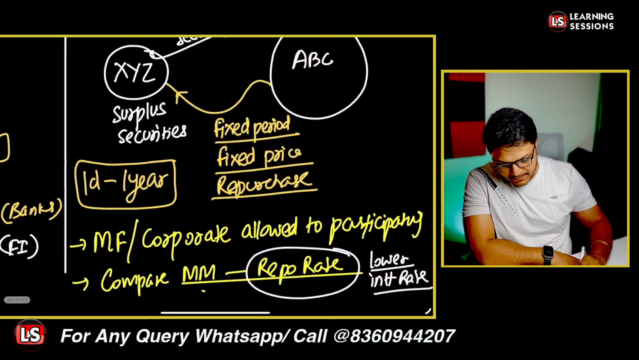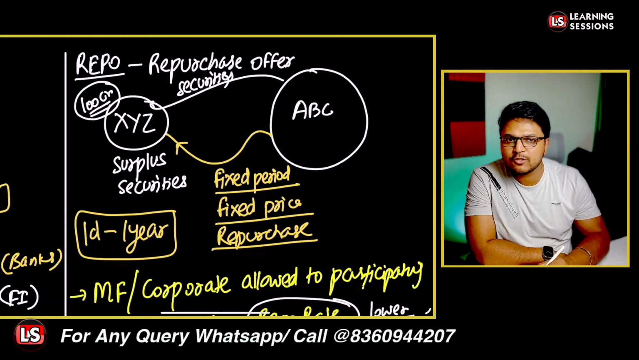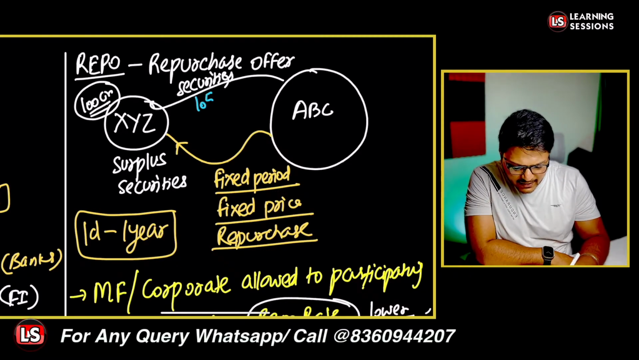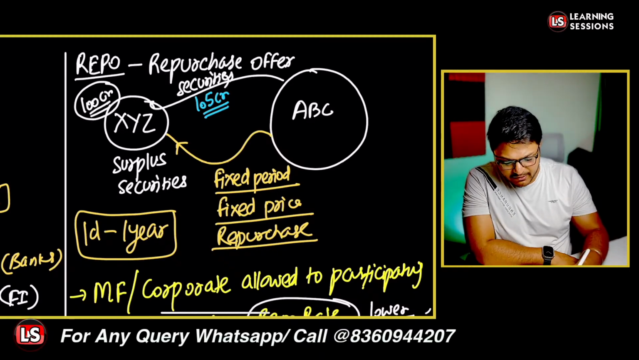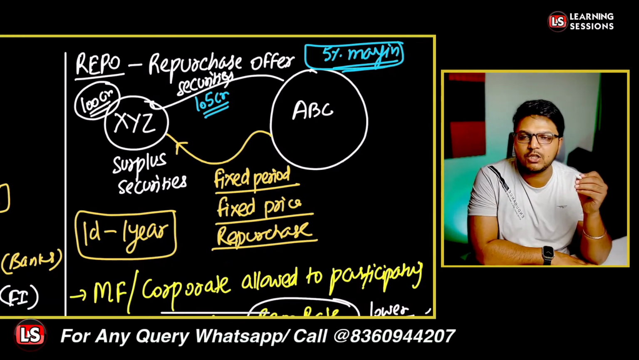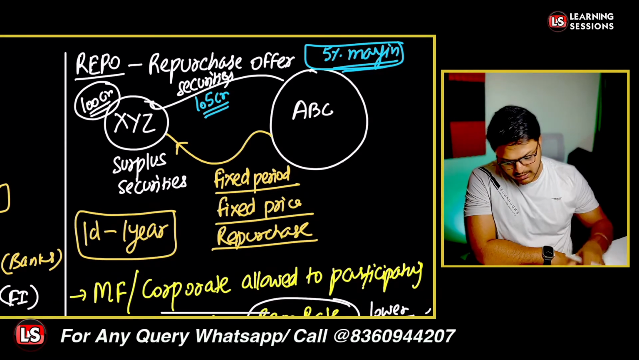And let's say bank XYZ requires 100 crores of funds. Then in that scenario, XYZ bank will keep, let's say, 105 crores worth of securities. Why? Because 5% will be kept as margin. Surplus securities will be taken by the other counterparty. Is that clear? So that's related to the repo transaction.